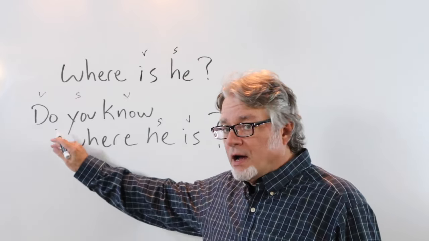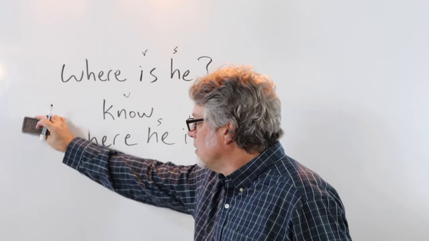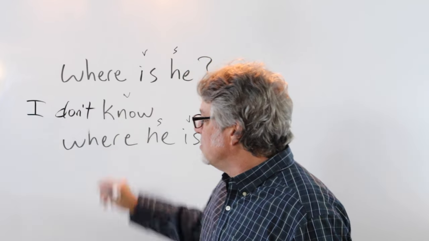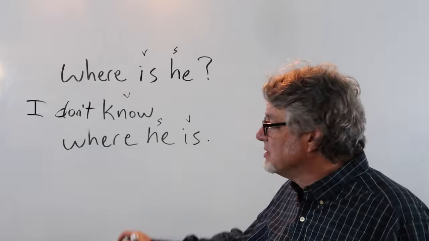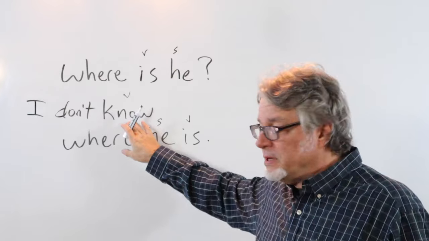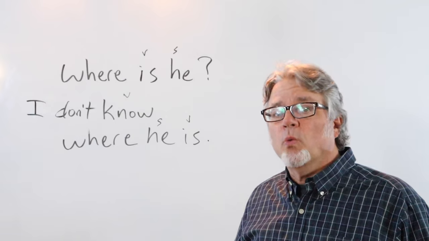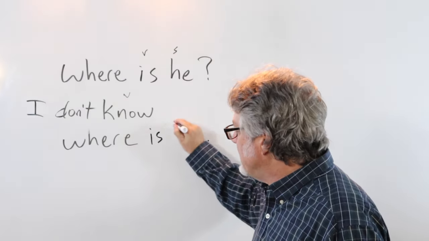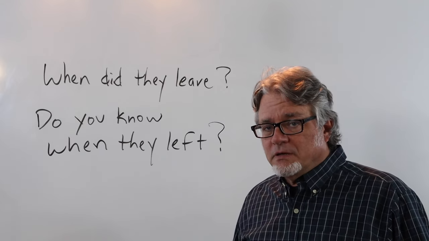If I start with, I don't know, instead of, do you know, I can say, I don't know where he is. And this is a statement starting here. Here's the helping verb and here's the main verb. And here is the noun clause. I don't know where he is. Don't say, I don't know where is he. That's not correct.